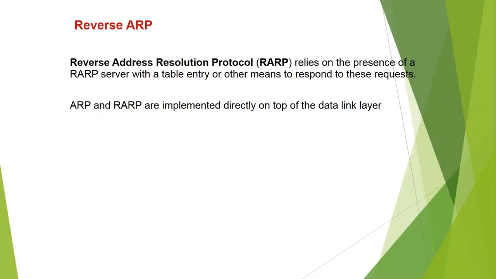Reverse ARP, or Reverse Address Resolution Protocol (RARP), relies on the presence of a RARP server with table entries or other means to respond to these requests. ARP and RARP are implemented directly on top of the data link layer.